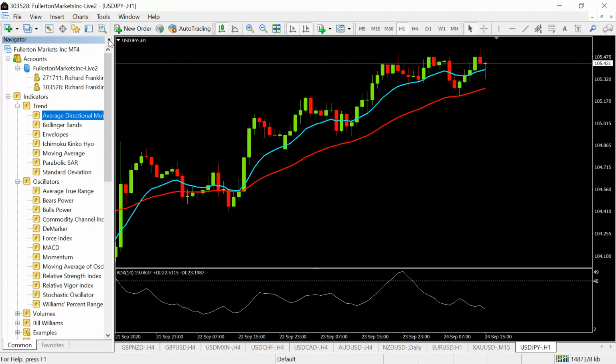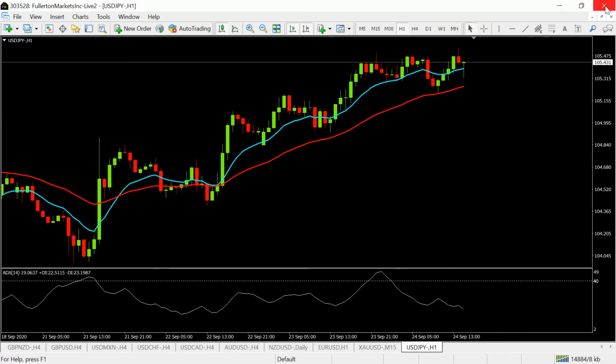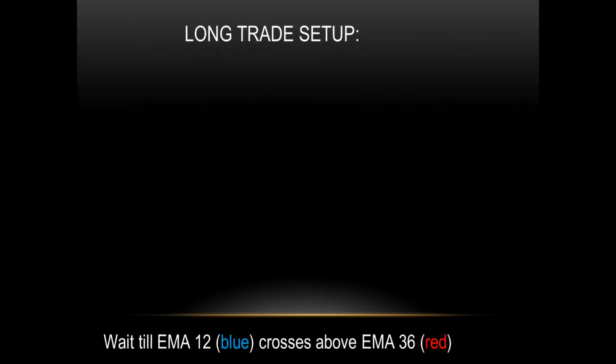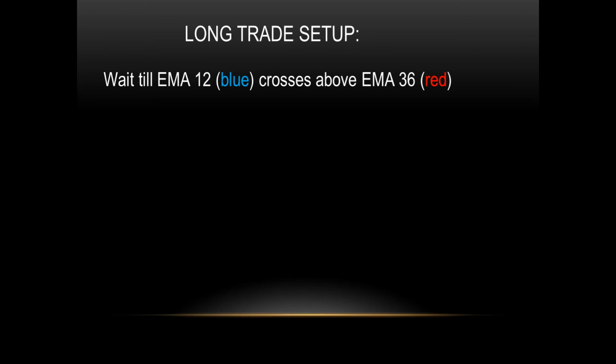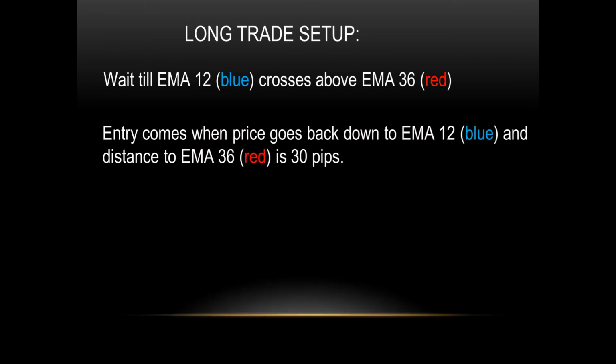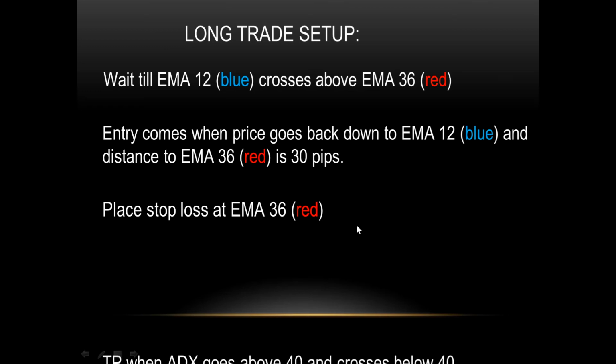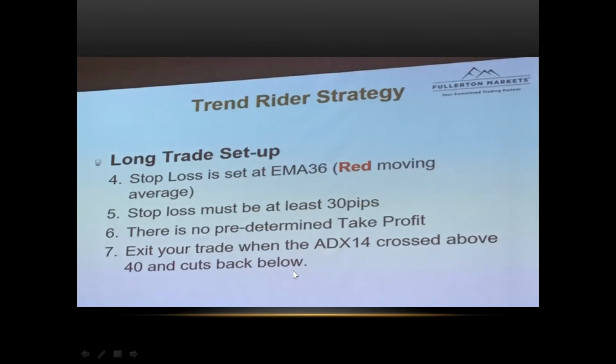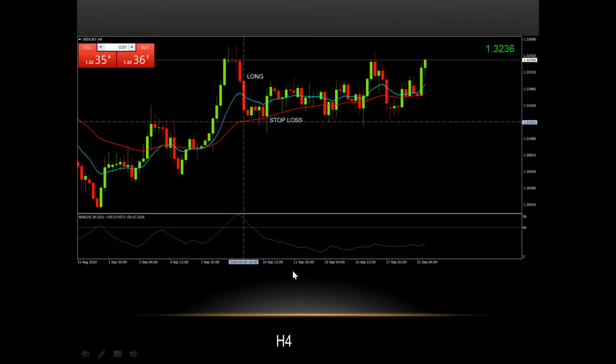Okay? So I'll go back to my slides. Now for a long trade setup, everything is the same except it's the opposite. Okay? You wait for the 12 to cross above the EMA 36. And your entry is when the price goes back down to the EMA 12. You place your stop loss at the same place, the red EMA 36, and the take profit indicator is the same. So let's look at some actual charts that I did.